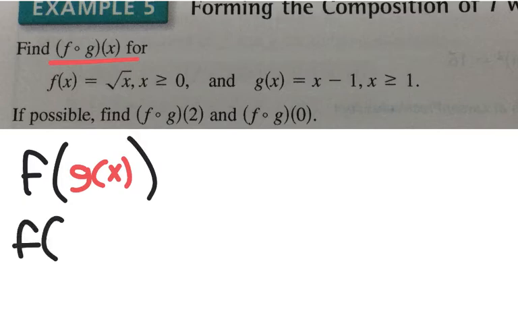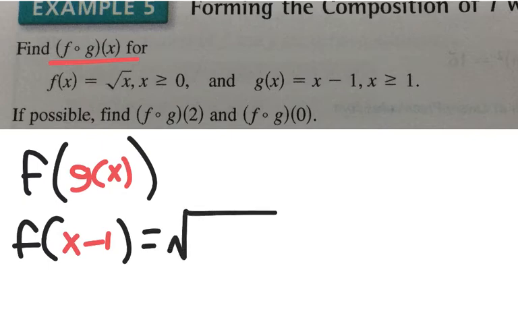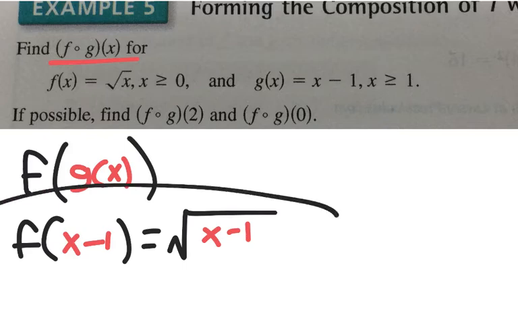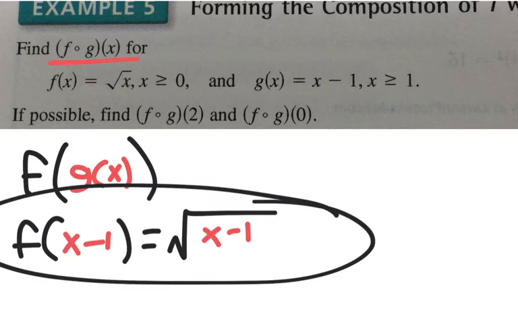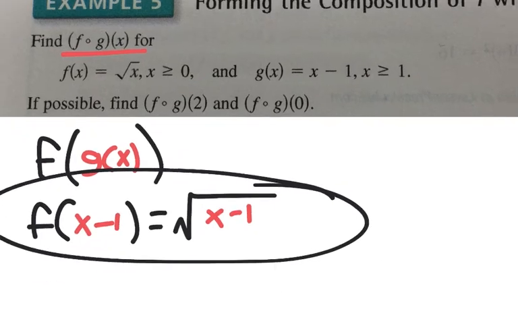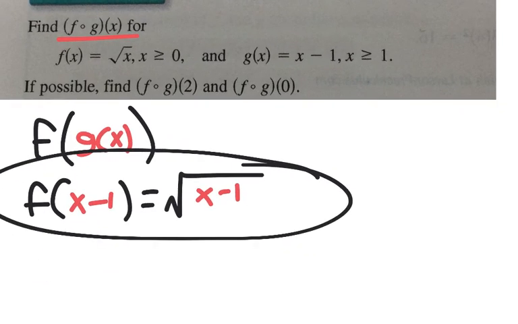So what is g of x? G of x is x minus 1. So what I'm going to do is plug x minus 1 into the function f. So that's going to be the square root of not x, but x minus 1. So now I have found f of g of x. It's listed right here.